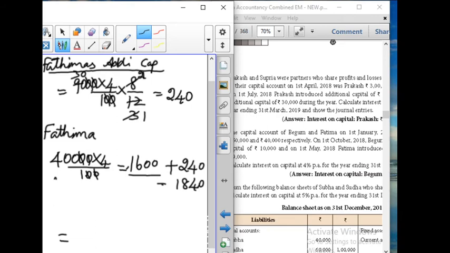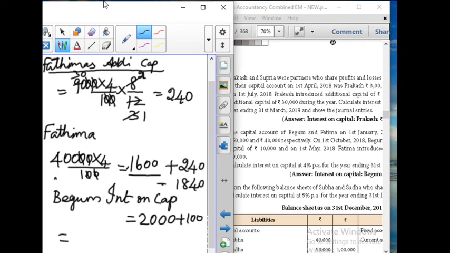Next, Begum's interest on capital is 2,000 plus 100 is equal to 2,100 rupees. Okay, so interest on capital is 2,100. Okay, do you understand? Yes, good. Next one.